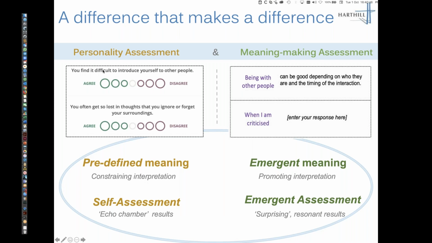And in that sense, the end result is an assessment that doesn't echo what you already think about yourself, but it actually allows some surprising results to come out, things you didn't know that you thought, or ways of thinking you didn't know were so predominant or perhaps so in need of development. And very often we find that clients really resonate with what they are shown, but are not necessarily able to say in advance what it is they would expect to find.